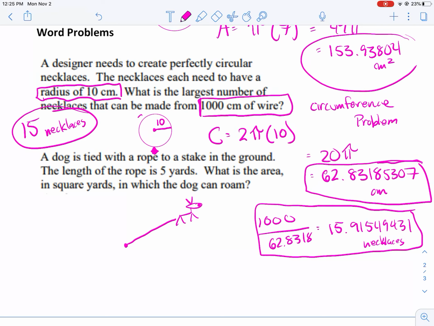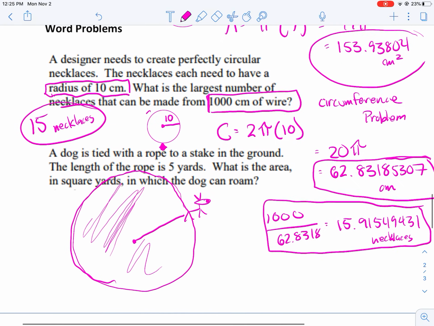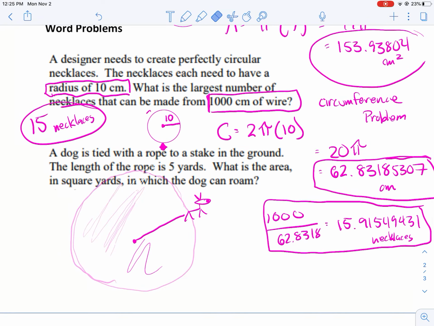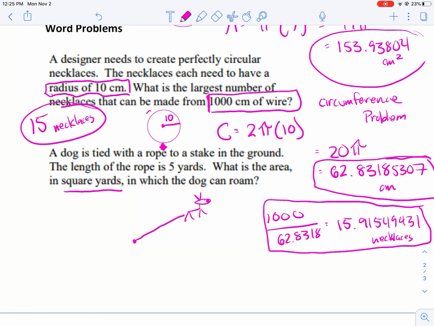So, they want to know what kind of range this dog has, right? How far can he walk around, right? What is the area that he can roam? Okay, so we're looking for the inside now, all right? We're not worried about the distance he can walk around. I want to talk about the square yards, and that's the key here, guys, is where it says square yards, right? Remember, when we're finding circumference, we would just be talking about yards, right? The distance around the circle, right? We want to know how much room this guy has got.